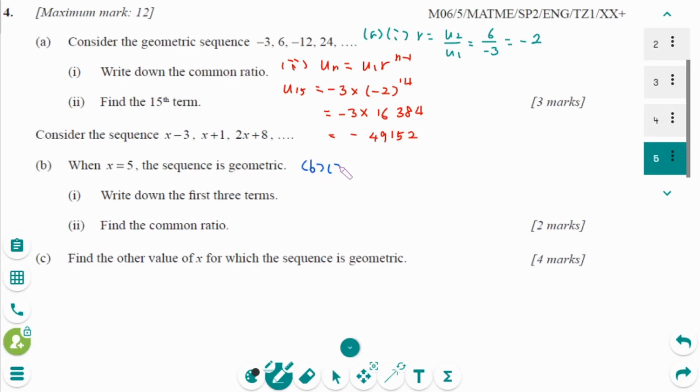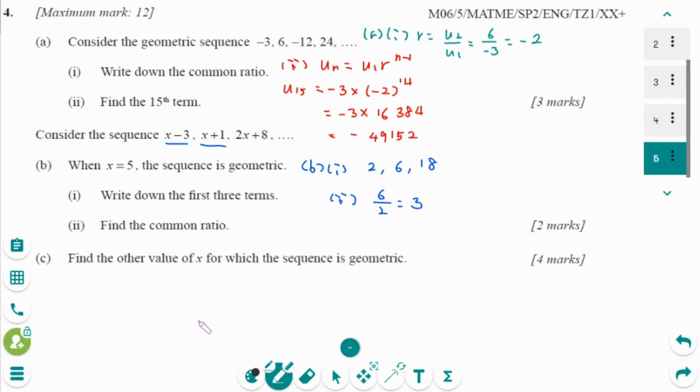Number B, 1. Put 5 into x. 5 minus 3 equals 2. 5 plus 1 equals 6. 2 times 5 plus 8 equals 18. Then number 2, the common ratio is 6 over 2, which is 3.